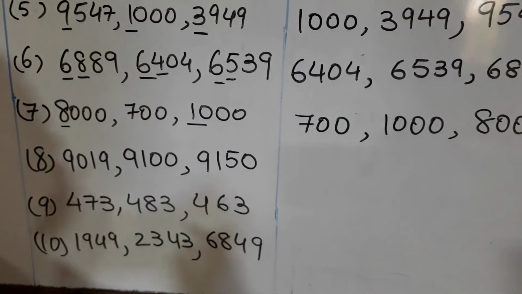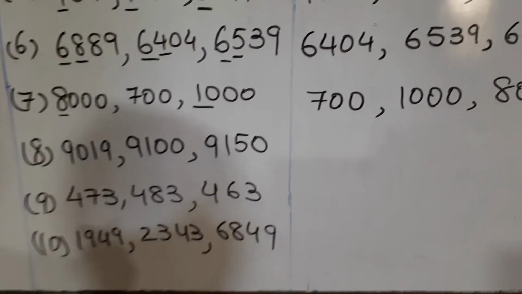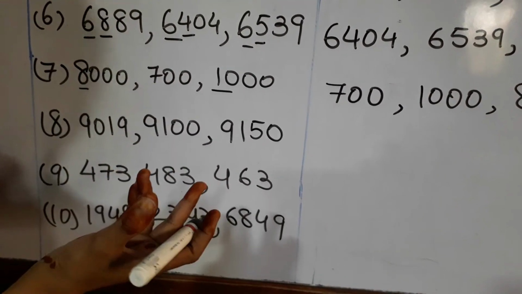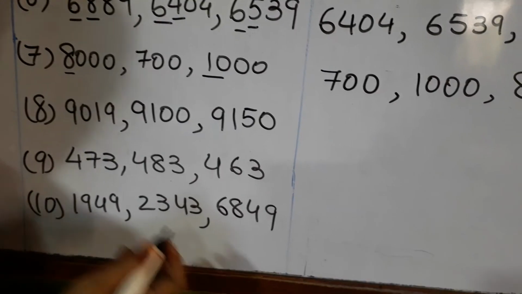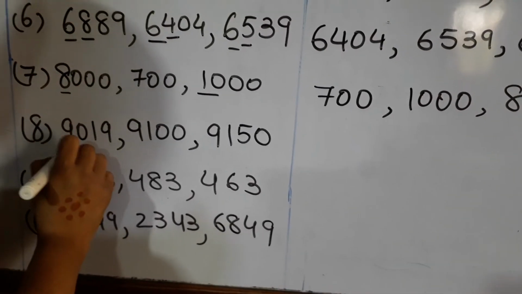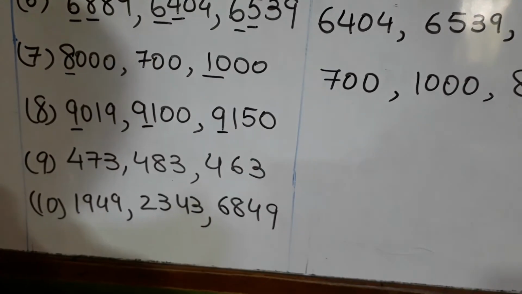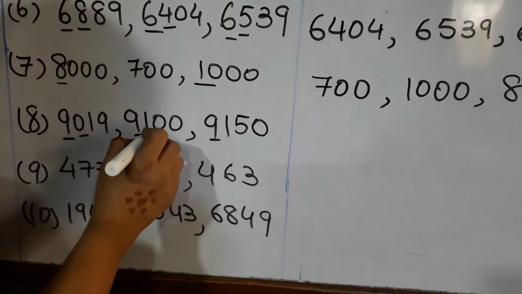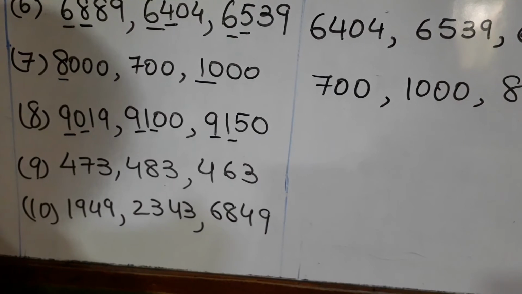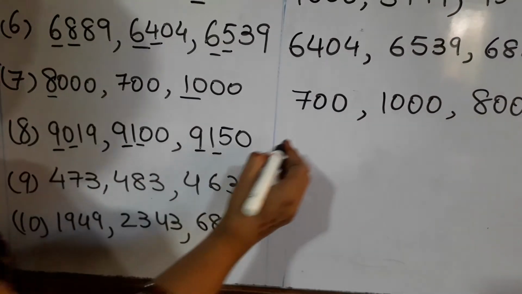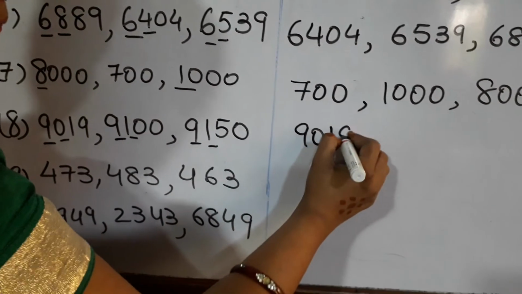Okay children, now next one is 9019, 9100, 9150. It is little bit confusing. This type of digits are coming while solving this type of ascending order or descending order. So firstly we will see the first one. It is same 9. Then 0, 1, 1. Firstly we will go for 0 because it is small. Then we will write first 9019 here.